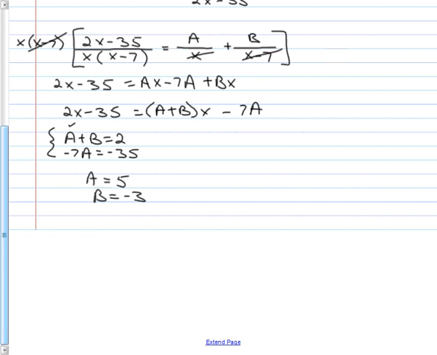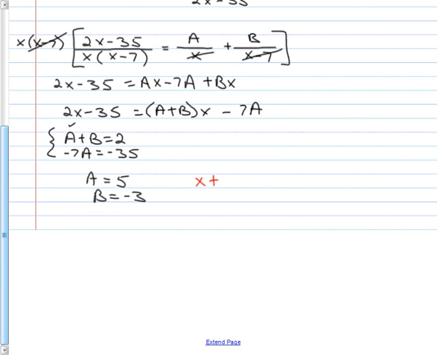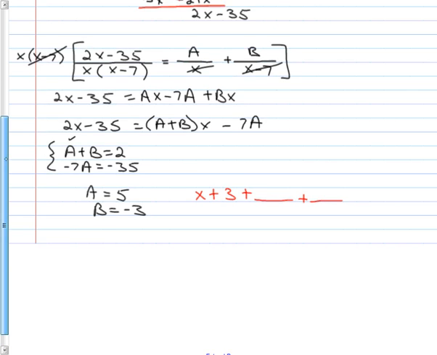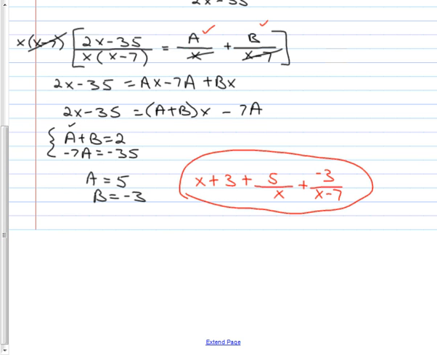So I have my answer, and my answer must include the x plus 3 plus the partial fractions. X plus 3 plus, and then my two fractions. What is it? 5 over x, and the negative 3 over the x minus 7. And we have simplified that fraction, first by dividing it long division, and then by partial fraction decomposition. Your turn for fun.